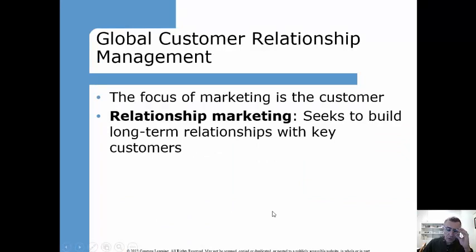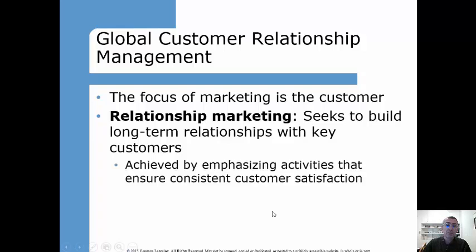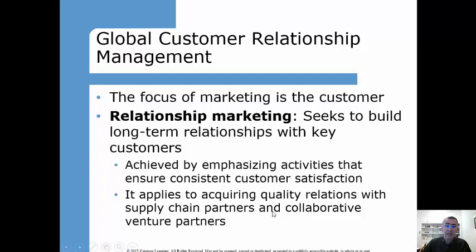The focus of marketing is the customer. Relationship marketing, for those of you who took marketing, you're familiar with that. Relationship marketing is a very big deal. In my class, we use Starbucks as a retail example of that, when the baristas are trying to learn your name and memorize it. It is achieved by emphasizing activities that ensure consistent customer satisfaction, and acquire quality relations with supply chain partners and collaborative venture partners.